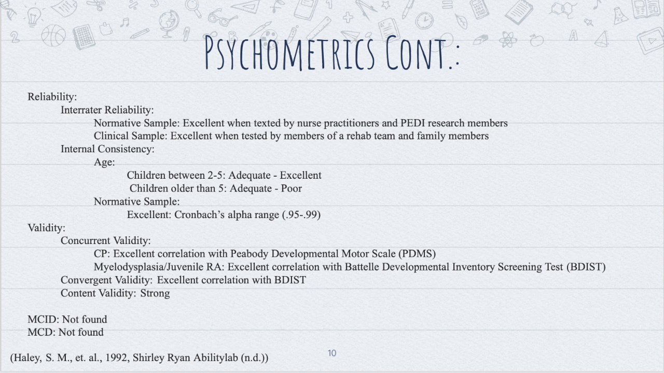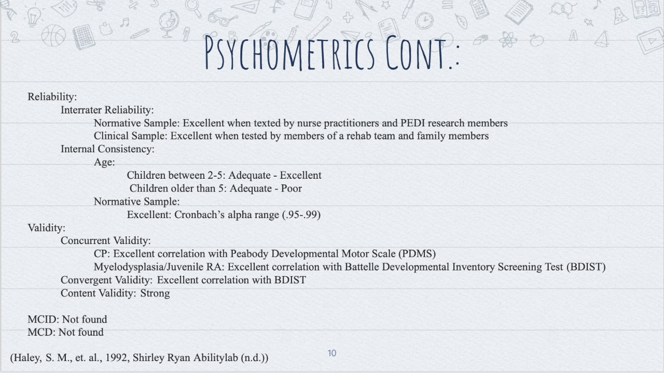Here are some more psychometrics. For inter-rater reliability among a normal sample, it was excellent when tested by nurse practitioners and PEDI research members. Among clinical samples, there was excellent reliability when tested by members of a rehab team and family members. For internal consistency, in children between 2 to 5, there was adequate to excellent reliability, and in children older than 5, there was adequate to poor reliability. And among a normative sample, it was excellent, with Cronbach's alpha ranging from 0.95 to 0.99.